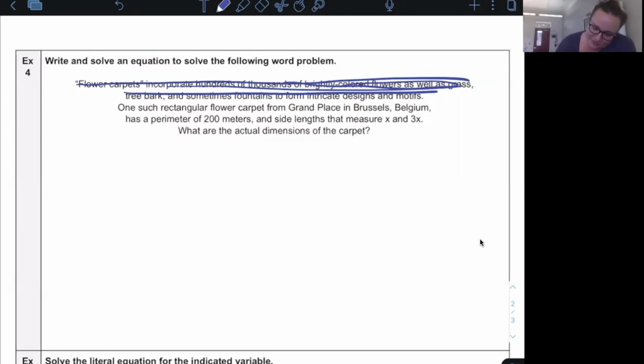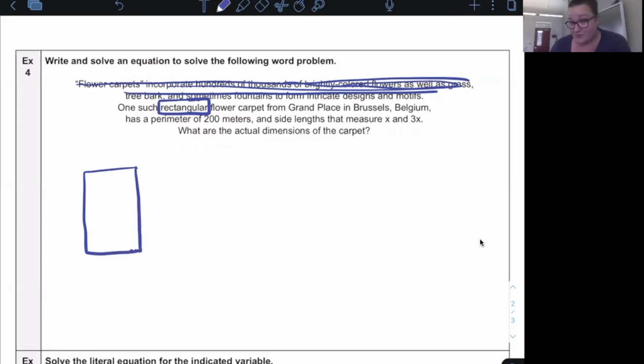Now, the first important part is that we know that it's a rectangle. So I'm actually going to draw a rectangle. I think drawing pictures when I have to solve word problems helps me. Highly recommend. Where it's from doesn't really matter. It has a perimeter of 200 meters, so we know that the perimeter of this rectangle is equal to 200 meters. The side lengths measure x and 3x. So the shorter side would probably be x, and then the longer side would probably be 3x, since it's 3 times as long as x. What are the actual dimensions?